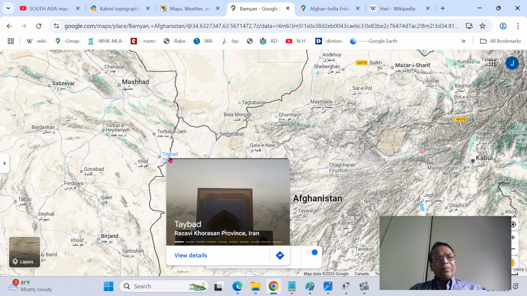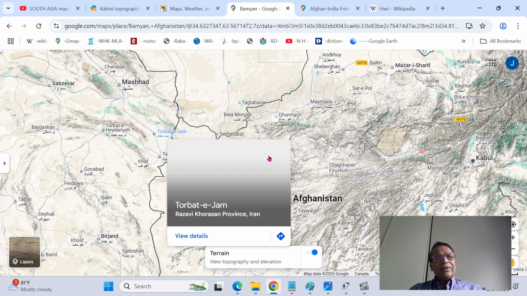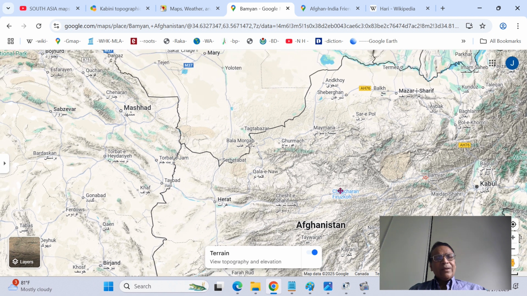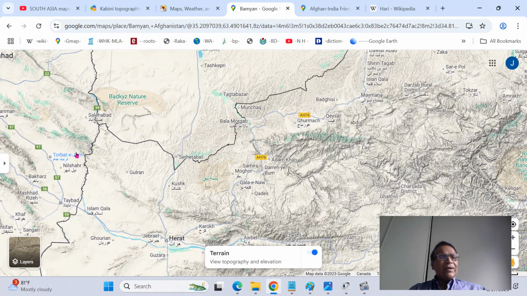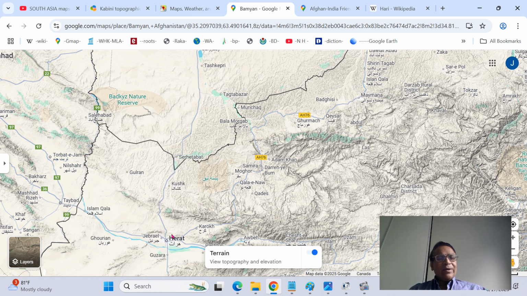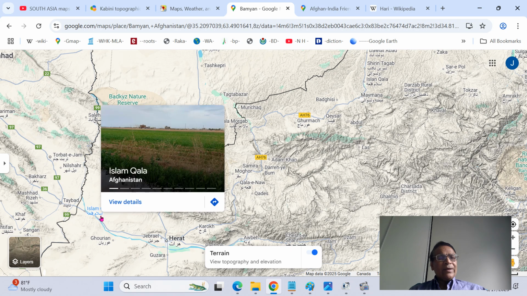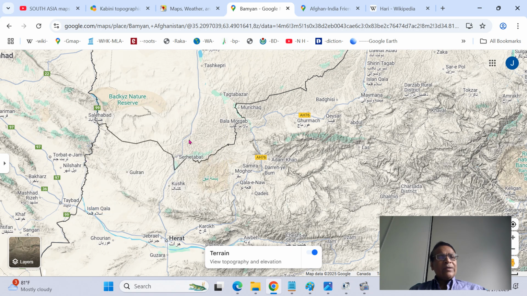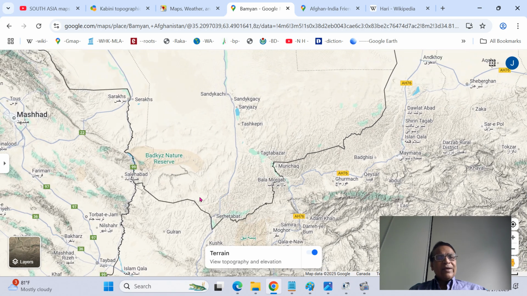The river is a border between Afghanistan and Persia, Iran. And so you can see Torbat-e Jam. There is also a river called Jam-e-Rud in this area. We'll see it in another place. So there is a border river. So Herat and Islam Qala and Taybad, Torbat and Salehabad. Here the dam is built, then it enters the border between Iran and Turkmenistan.